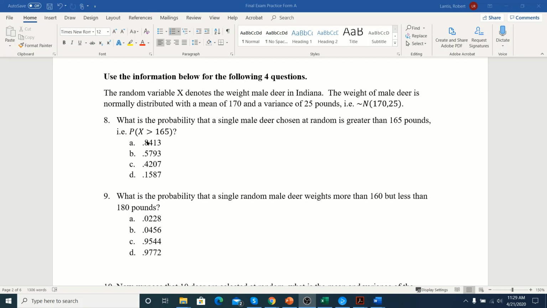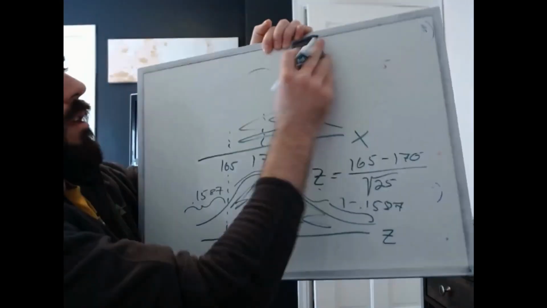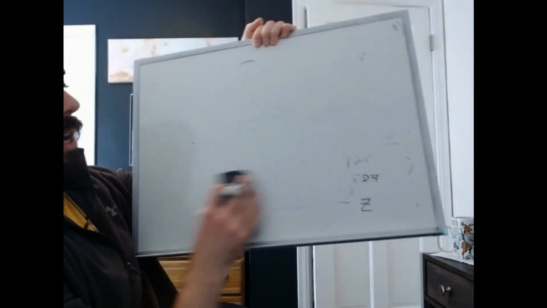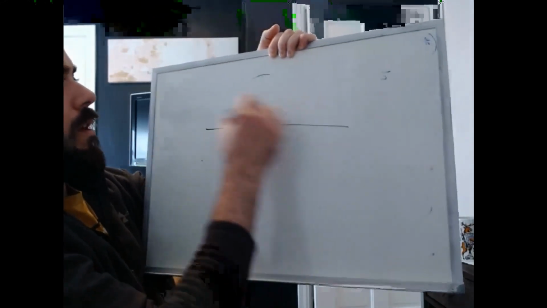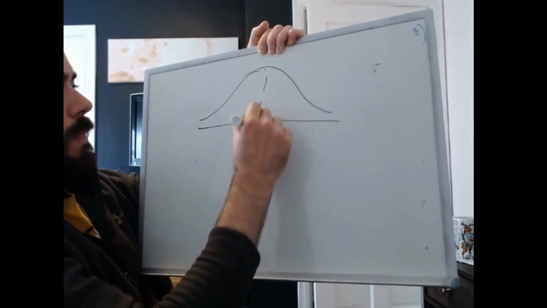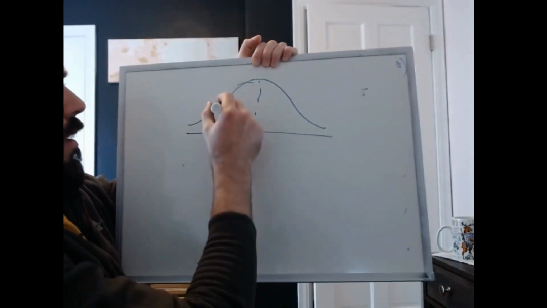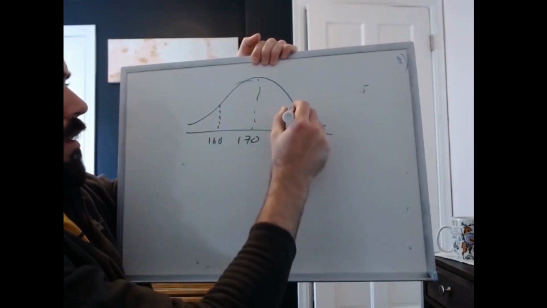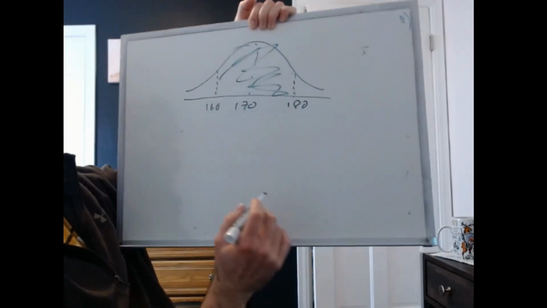So what if I wanted the probability that I choose a single deer that's more than 160 but less than 180 pounds? Well, it's going to be a similar setup. I've got all the same values in terms of the mean and the standard deviation. But now I want to know the probability between 160 and 180. So I want the area in between here.